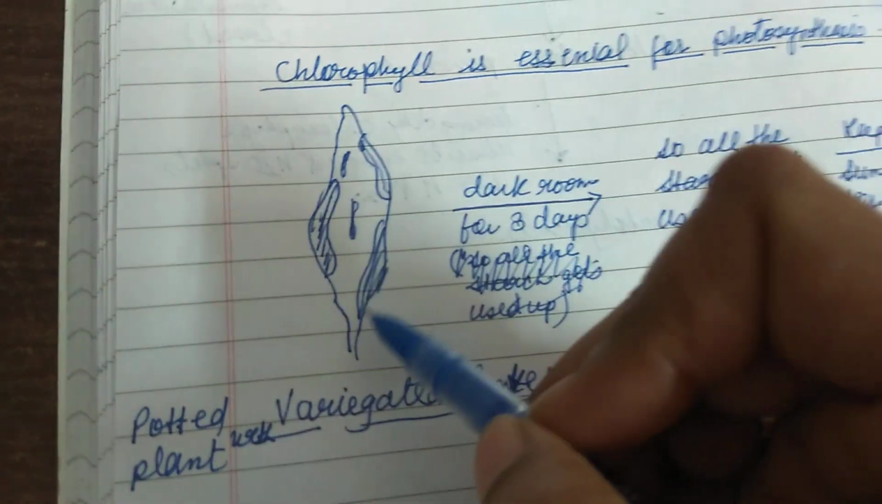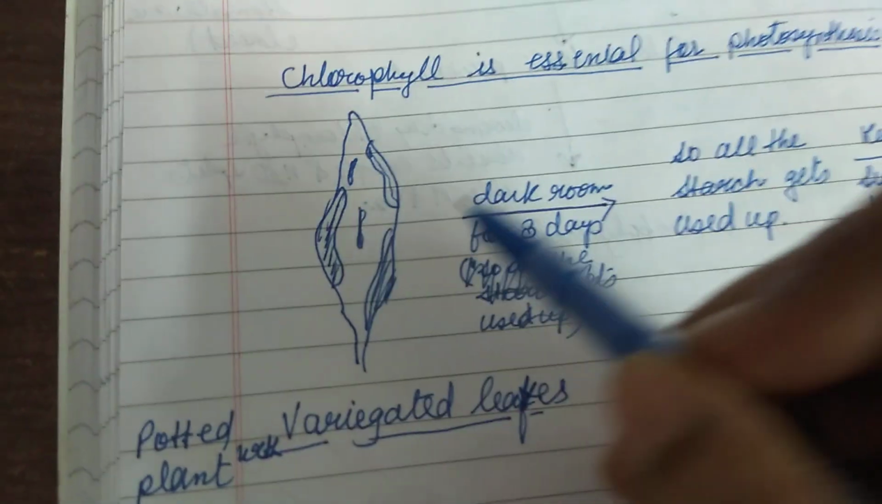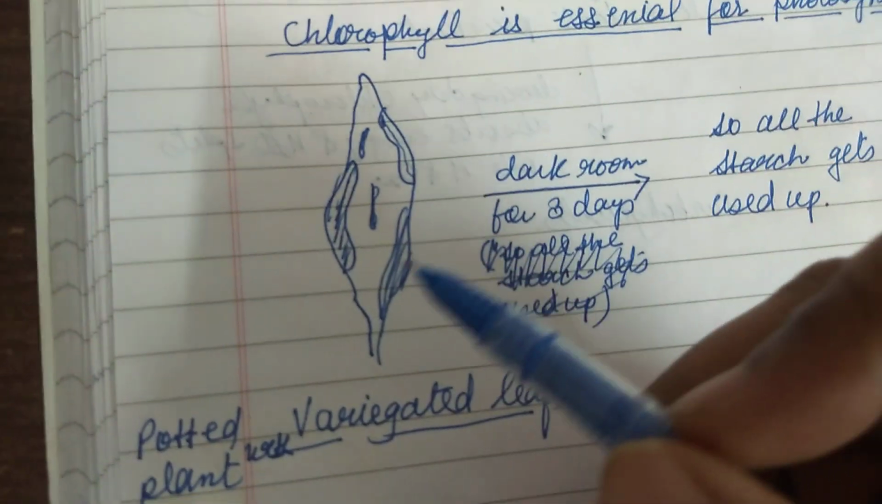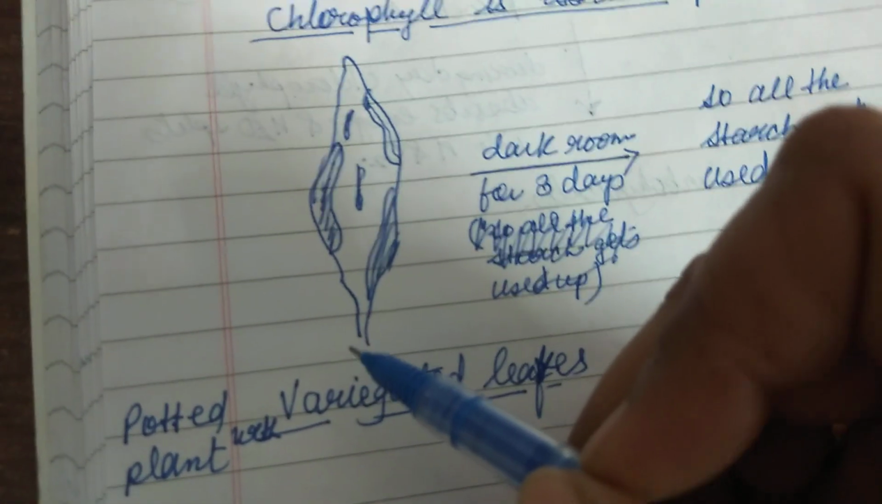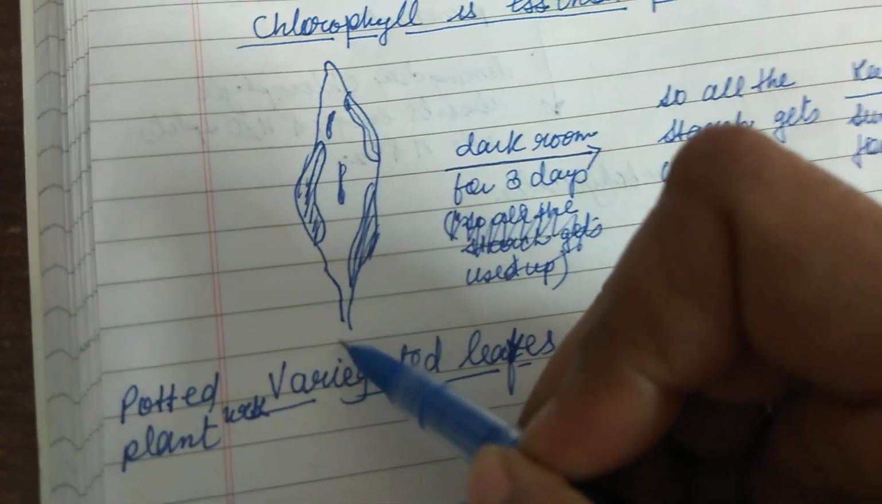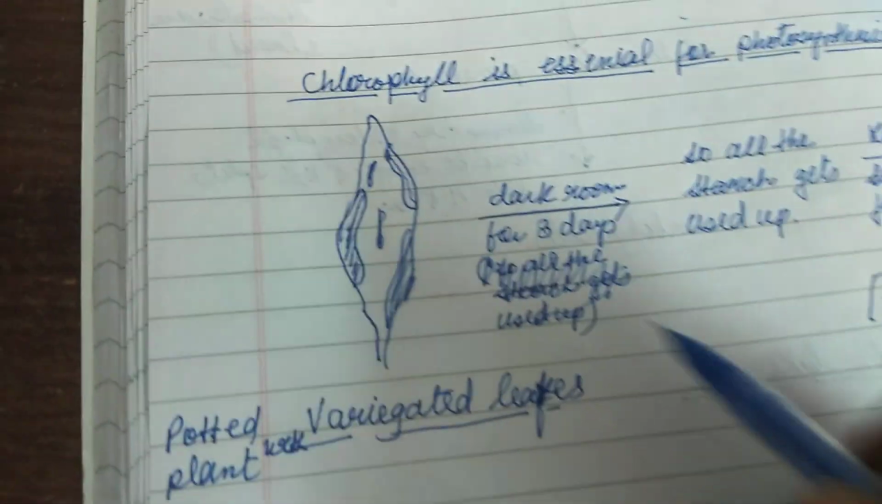Here we have drawn one leaf, but we have taken a potted plant so that whenever we keep it in sunlight, it can grow and do photosynthesis. It is not that we have plucked it from the plant. It is on the plant only, but we have not drawn it. It is on a plant, and it's a variegated leaf, right?